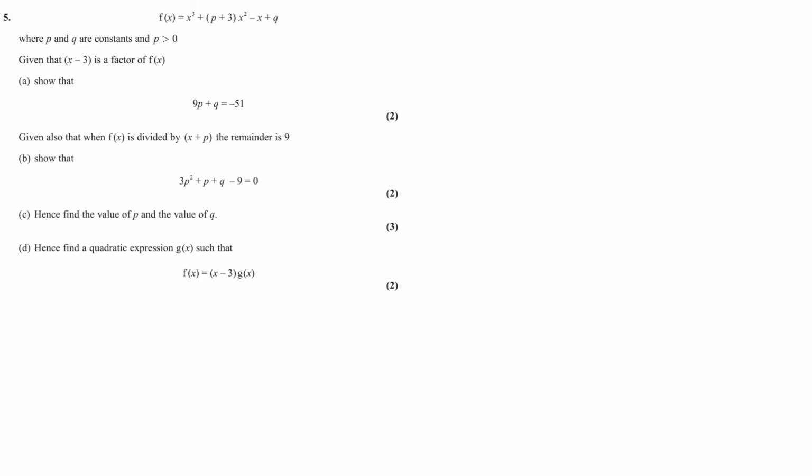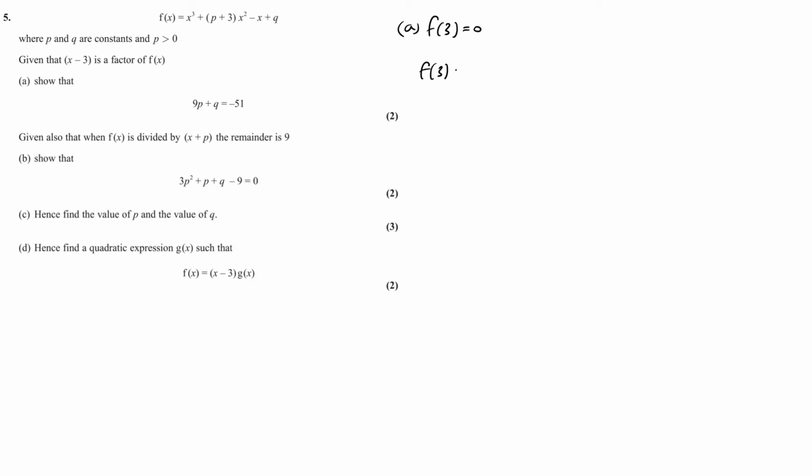Okay, we've got a function here, p and q constants, and p is greater than 0. It doesn't say anything about q. Given that x minus 3 is a factor, if I substitute in 3, it should equal 0. So f of 3 equals 0.